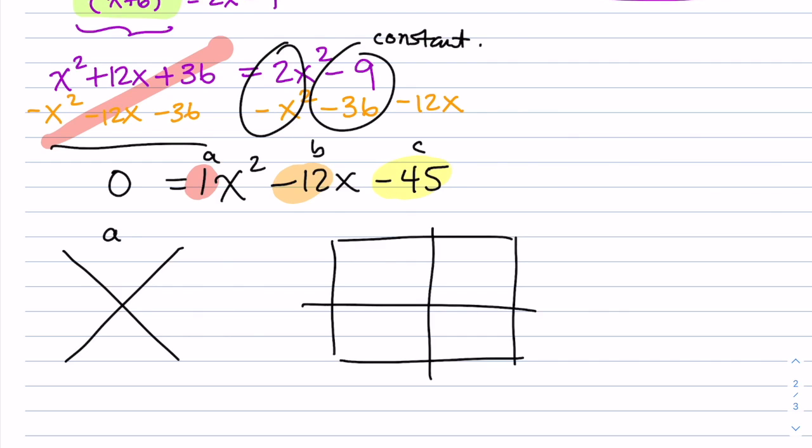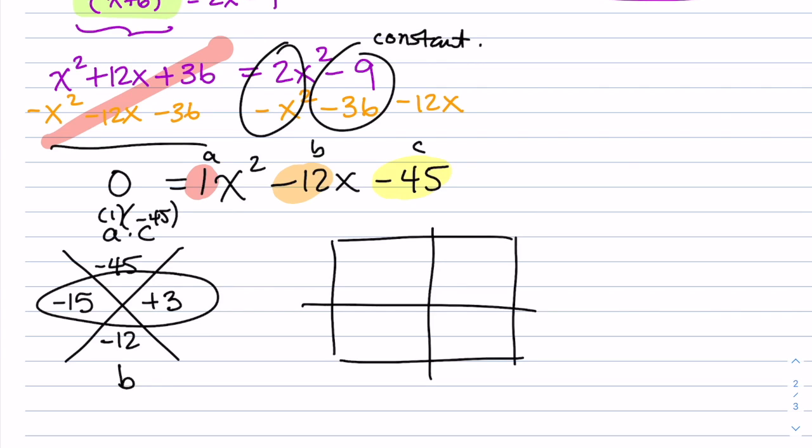So again, above the clouds, bottom. A times C would be negative 45, B would be negative 12. And again, I have to do a little bit of thinking. Let me see, 45, 1 times 45, 3 and 15. So I'm going to do negative 15, positive 3. Yeah, that works. Then this will be 1x squared, negative 15x, 3x, negative 45.